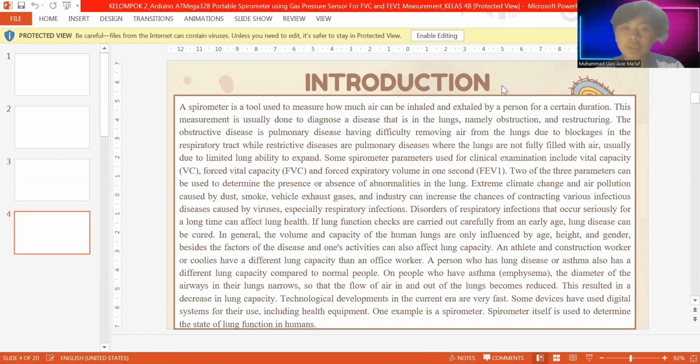Spirometer is a tool used to measure how much air can be inhaled by a person for a certain duration. This measurement is usually done for diseases in the lungs, namely obstructive and restrictive. The obstructive disease is pulmonary disease having difficulty removing air from the lungs due to blockage in the respiratory tract, while restrictive disease is pulmonary disease where the lungs are not fully filled with air, usually due to limited ability to expand.